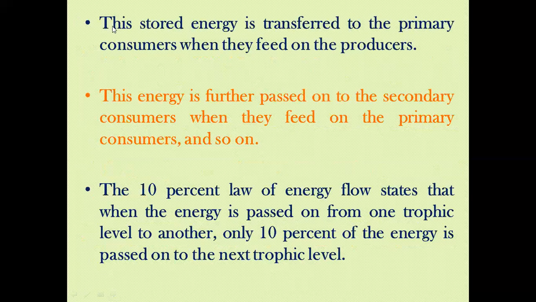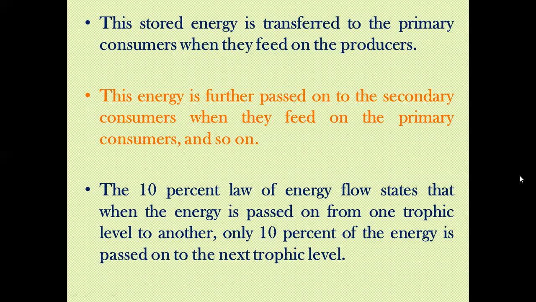This stored energy is transferred to the primary consumers when they feed on the producers. So when the primary consumers eat the plants, the food which they get also brings along with it the energy which is required. This energy is further passed on to the secondary consumers when they feed on the primary consumers. Again, when the secondary consumers eat the primary consumers, the food which they get also brings along with it the energy.